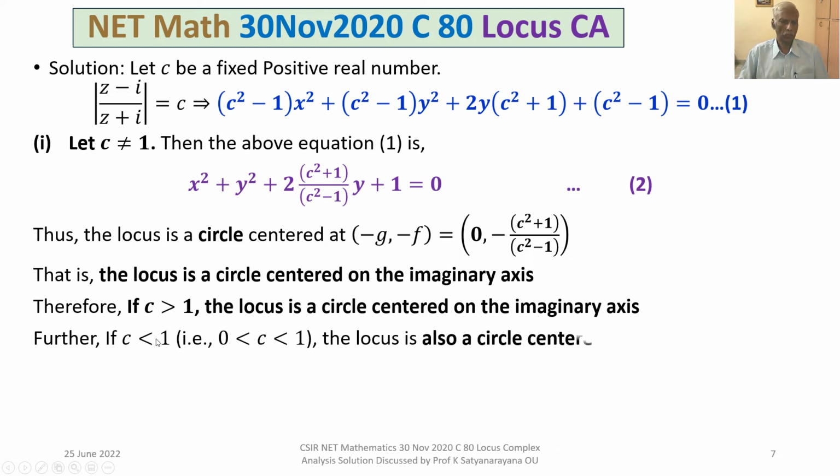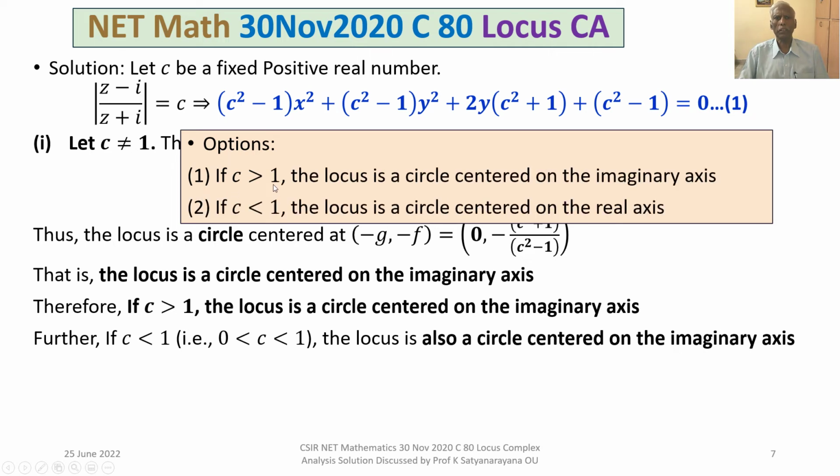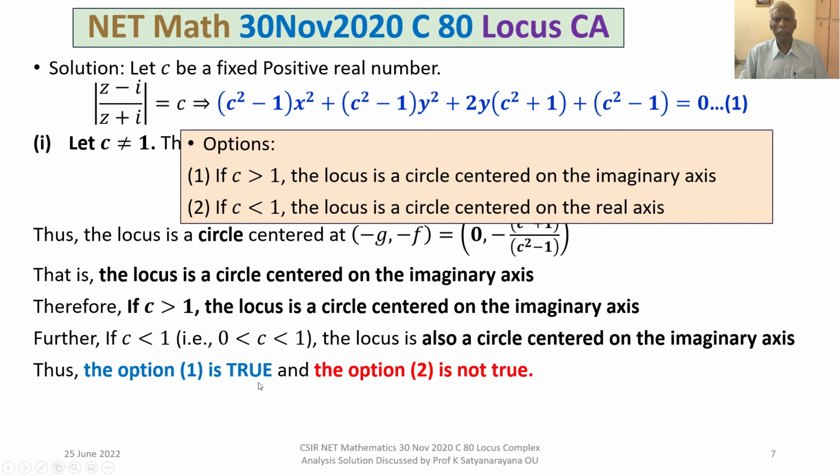And if C is less than 1, that is, 0 less than C less than 1, the locus is also the same circle centered on the imaginary axis. So, what are our options? Option 1 says if C is greater than 1, the locus is a circle centered on the imaginary axis. That is our conclusion. Option 2 says the locus is a circle centered on the real axis, which is not true because it is centered on the imaginary axis. Therefore, option 1 is true and option 2 is not true. Let's continue the discussion in the next slide.